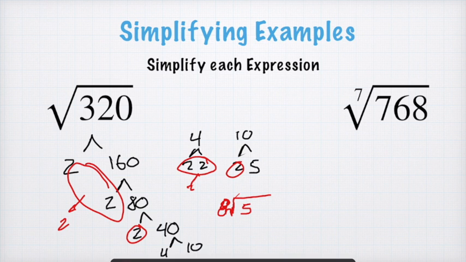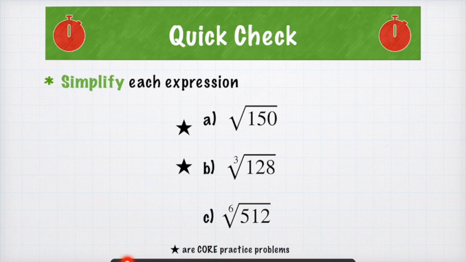I'm going to leave this one to you guys. Just remember here, you have to look for a set of 7. So if you divide this by 2, you'd have to make sure that you have 7 2s that you can pull out at once.